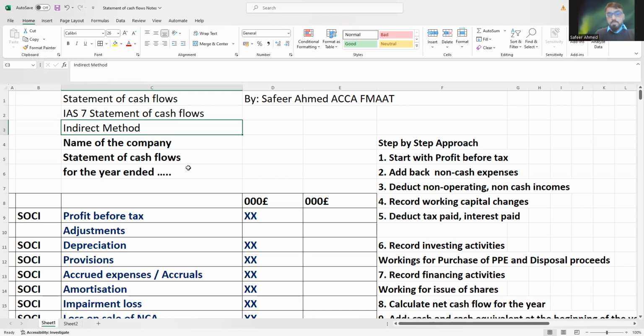But again, you never know, exam is exam. But this is where students normally get confused as well. The direct method, normally students get on with that easily.